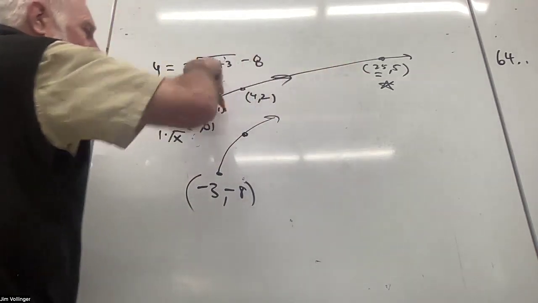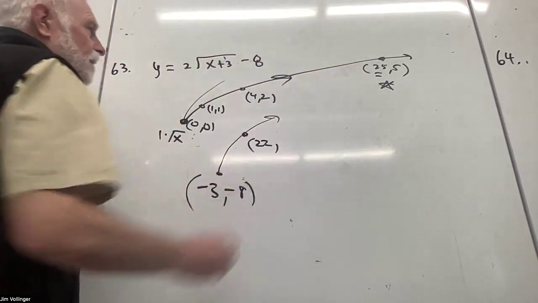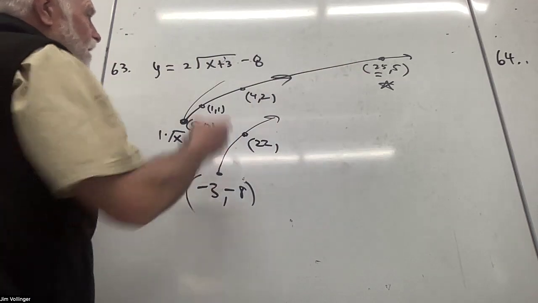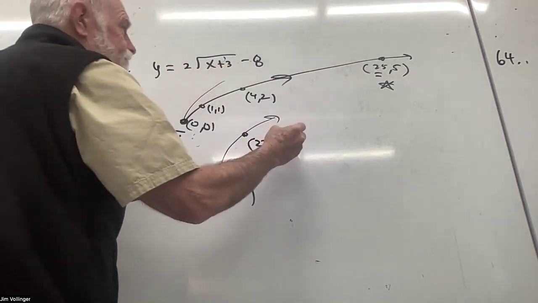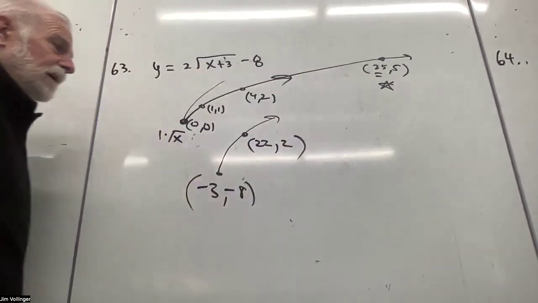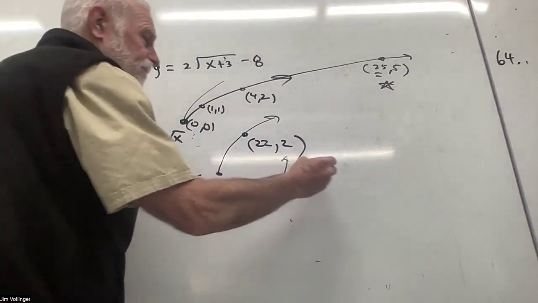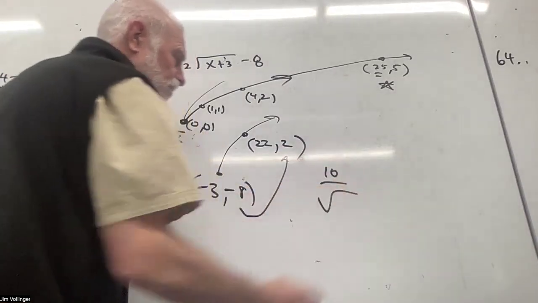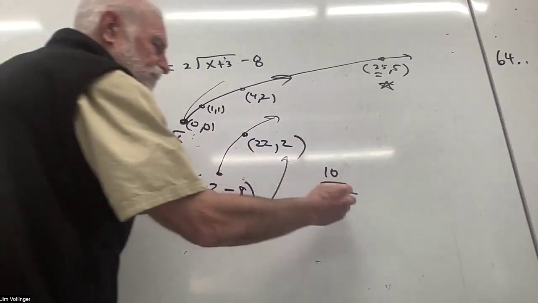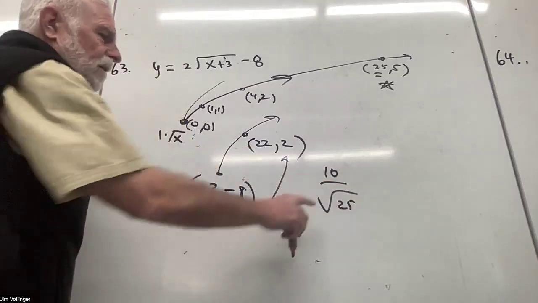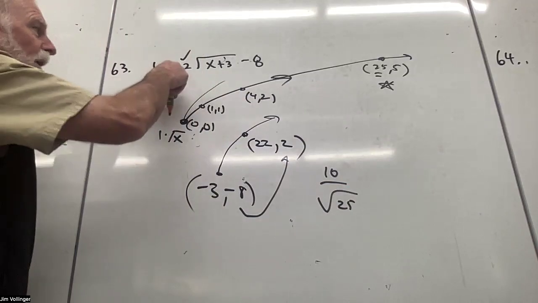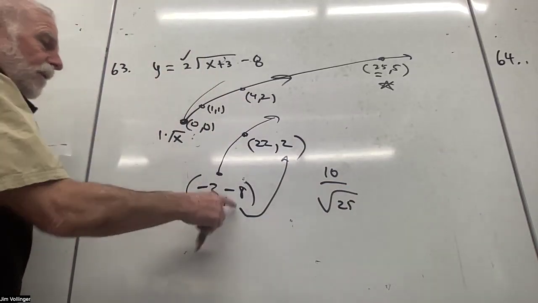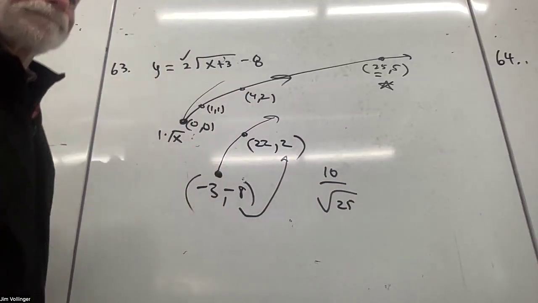I like 25, so I'll put 22 in here. And it looks like I've got 10 minus 8, 2. So what's the rise? -8 to 2, 10. What's the square root change from -3 to 22? 25. And it's coincidental, I guess, that that's a 2. Rise over square root of run as measured from the endpoint.